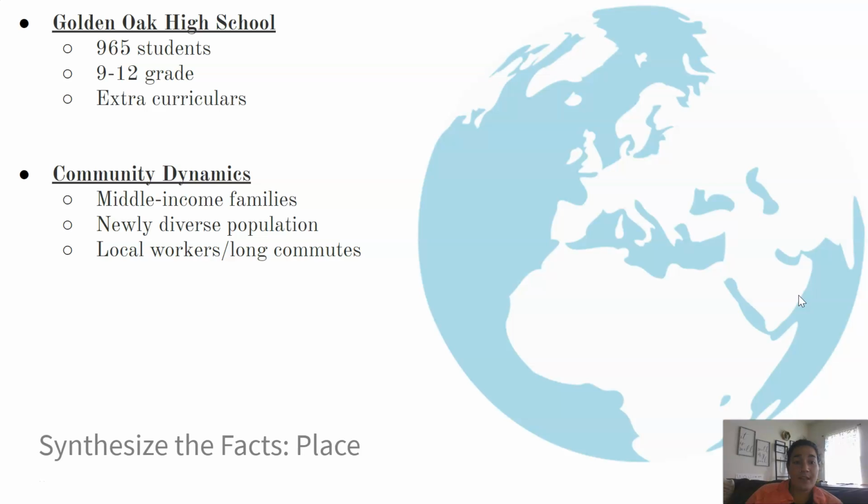So the place is, again, Golden Oaks High School, 965 students, 9 through 12, and there's a significant emphasis on how much there is for these students to do. So what I took away from that is this place is important to the community. It's important to the families who rely on these extracurricular activities for their students.